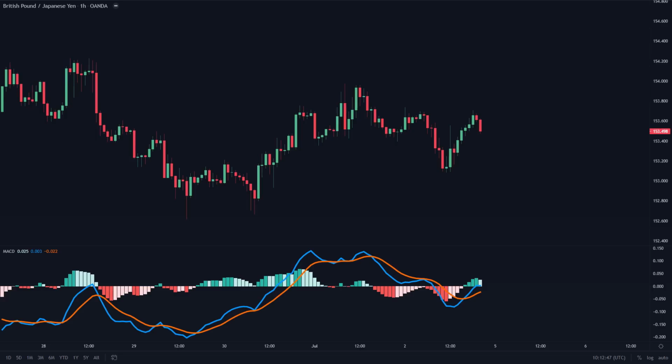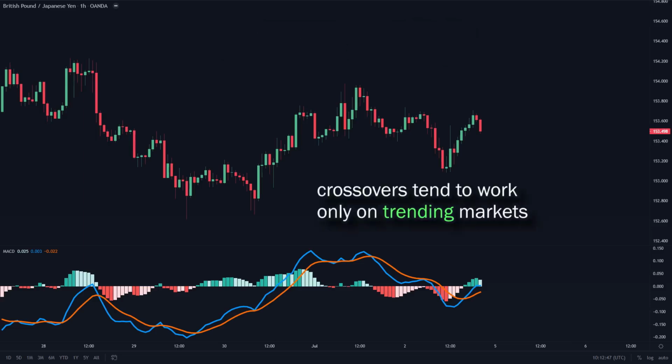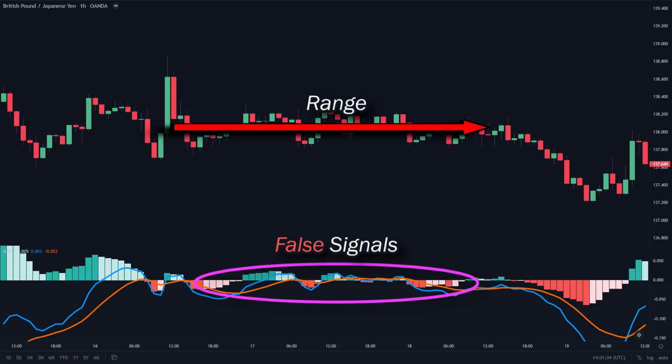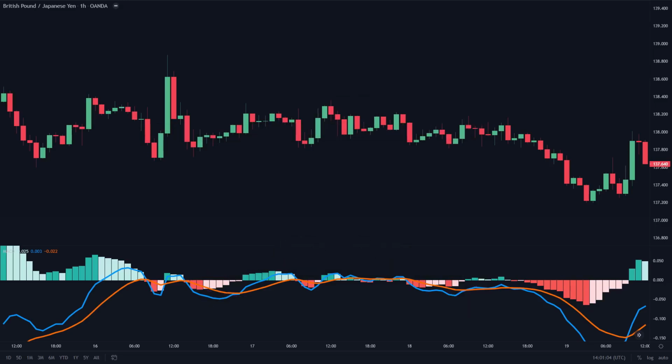So that was a simple MACD strategy for beginners that you can use now. For advanced traders, if you want to get more profits using the MACD, you cannot simply rely on beginner crossover techniques, because remember, crossovers tend to work only on trending markets. If the market is in a range like this, the indicator will give you many false signals. So that is why, if you want to increase the win rate, I recommend using a more advanced version of the strategy, which is by combining the MACD with price action.